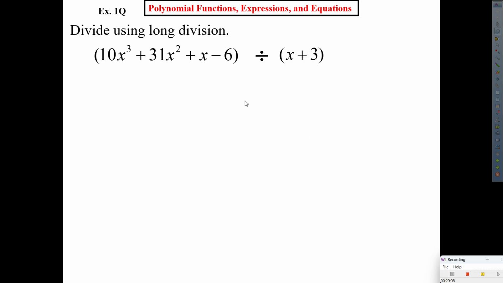So, I did one with you, and as I mentioned, that was something that you should have done before. I'm just trying to bring it out. Copy this one, example 1Q. 10x cubed plus 31x squared plus x minus 6, divided by x plus 3. I'm going to give you a head start and see if you can do this one by yourself. Follow the process that we just did on the previous one. Very similar. I'll give you some time, copy and go.